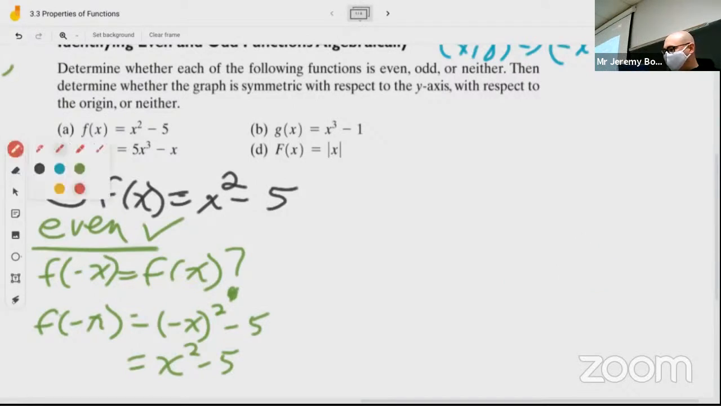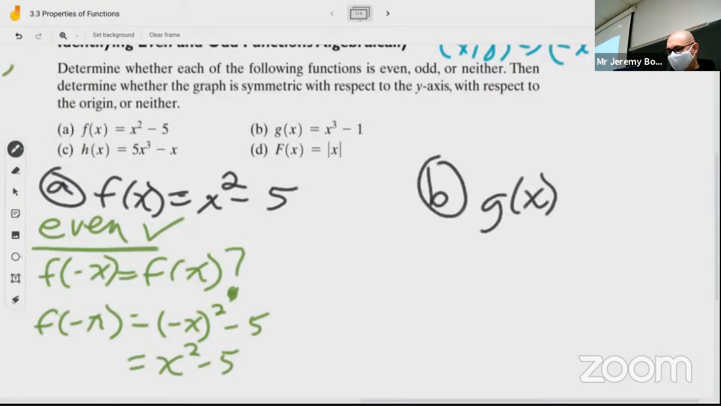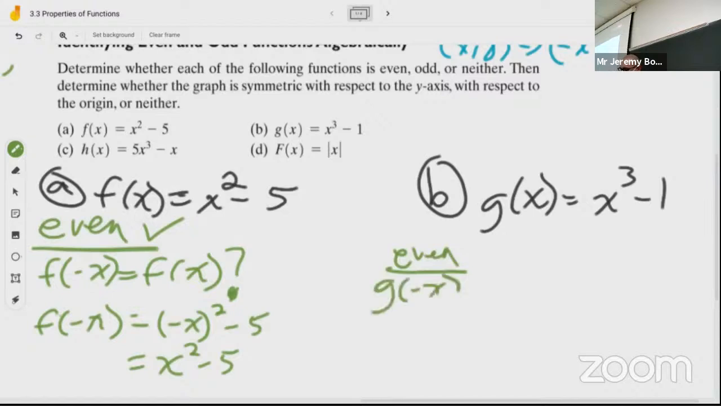All right, let's try B. What do y'all think B is going to be, even or odd? It's x to the third minus 1. You think it's going to be odd? Let's see. I'm going to test even first anyways. You could do odd first if you wanted to, but I really just feel like it makes it easier to do even first. So we're going to do g of negative x.